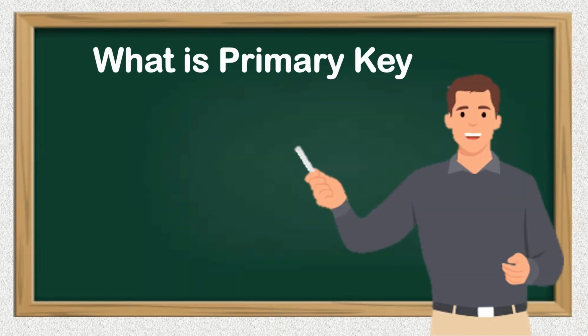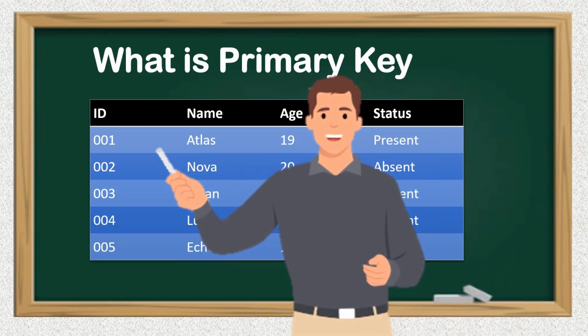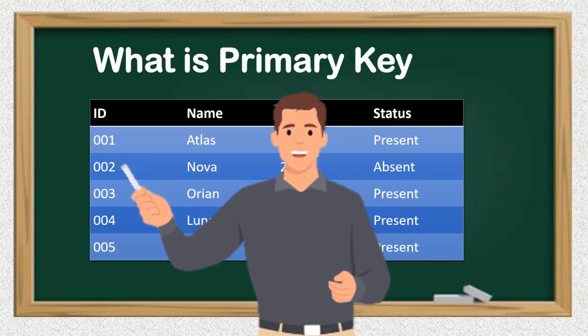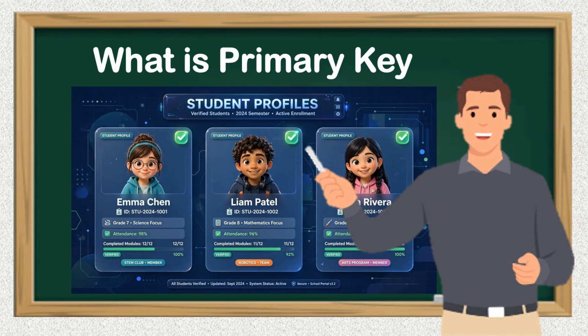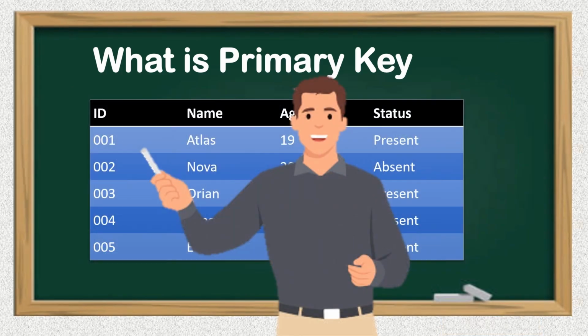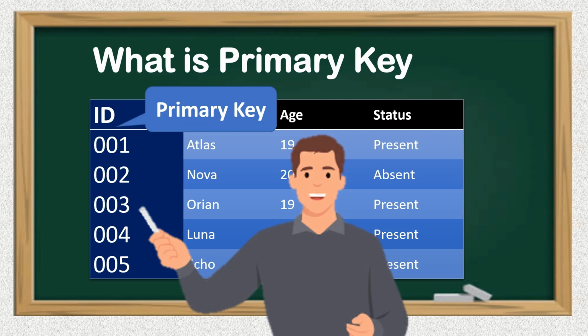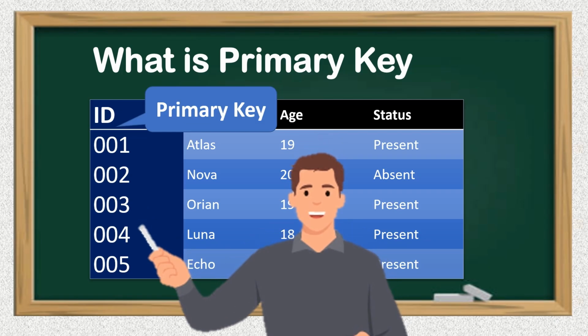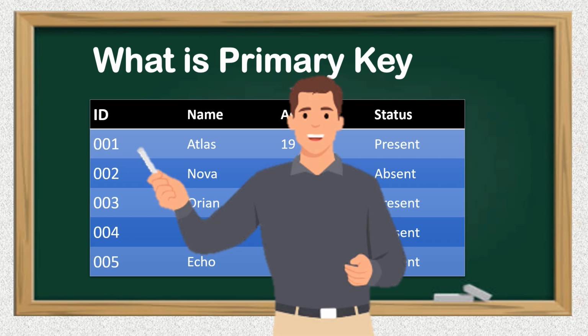A primary key is a column that uniquely identifies every row in a table. Think of it like a student ID number. Every student has a different ID, so the school can always identify the correct student. In this table, the ID column is the primary key because every ID is unique and every student has an ID. Now, let us see what happens if we break the rule.